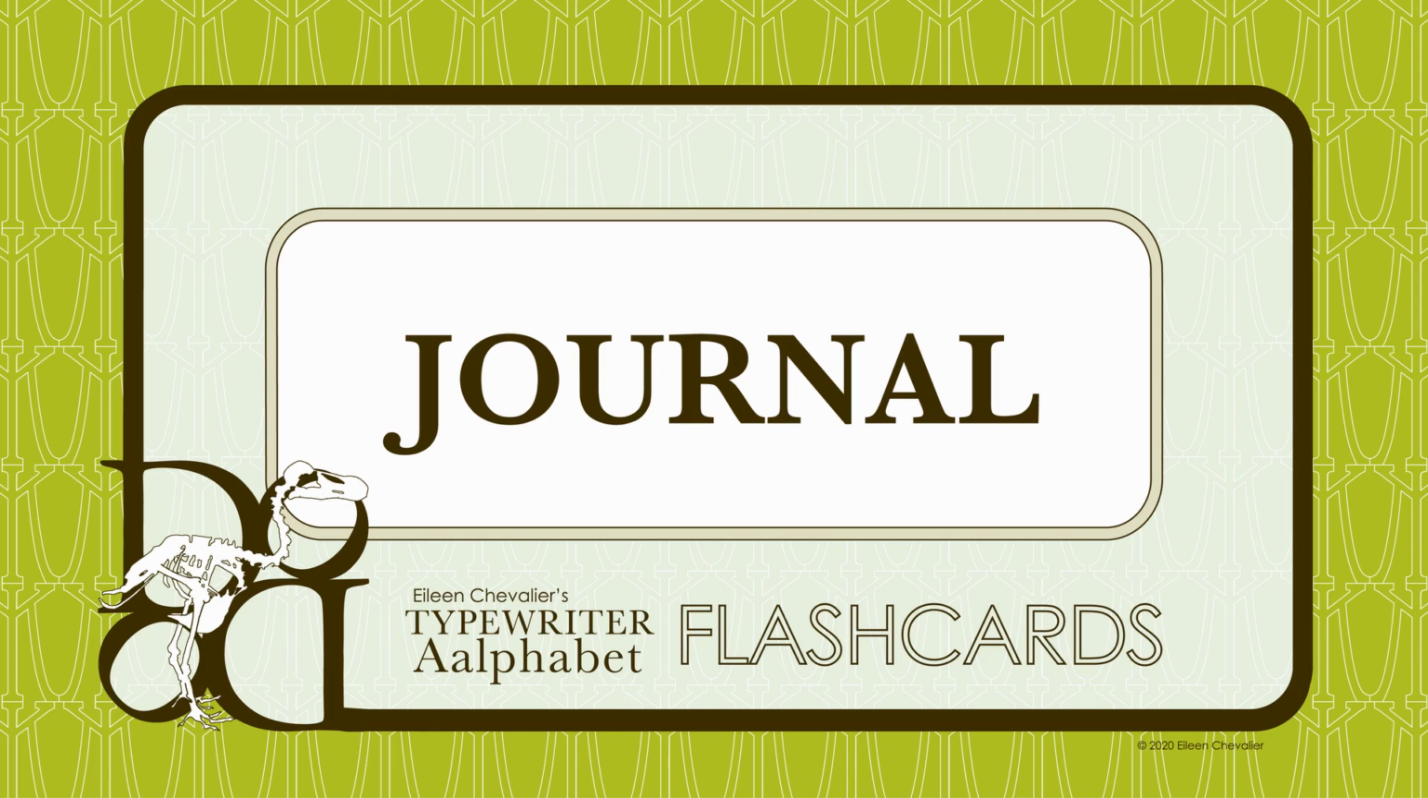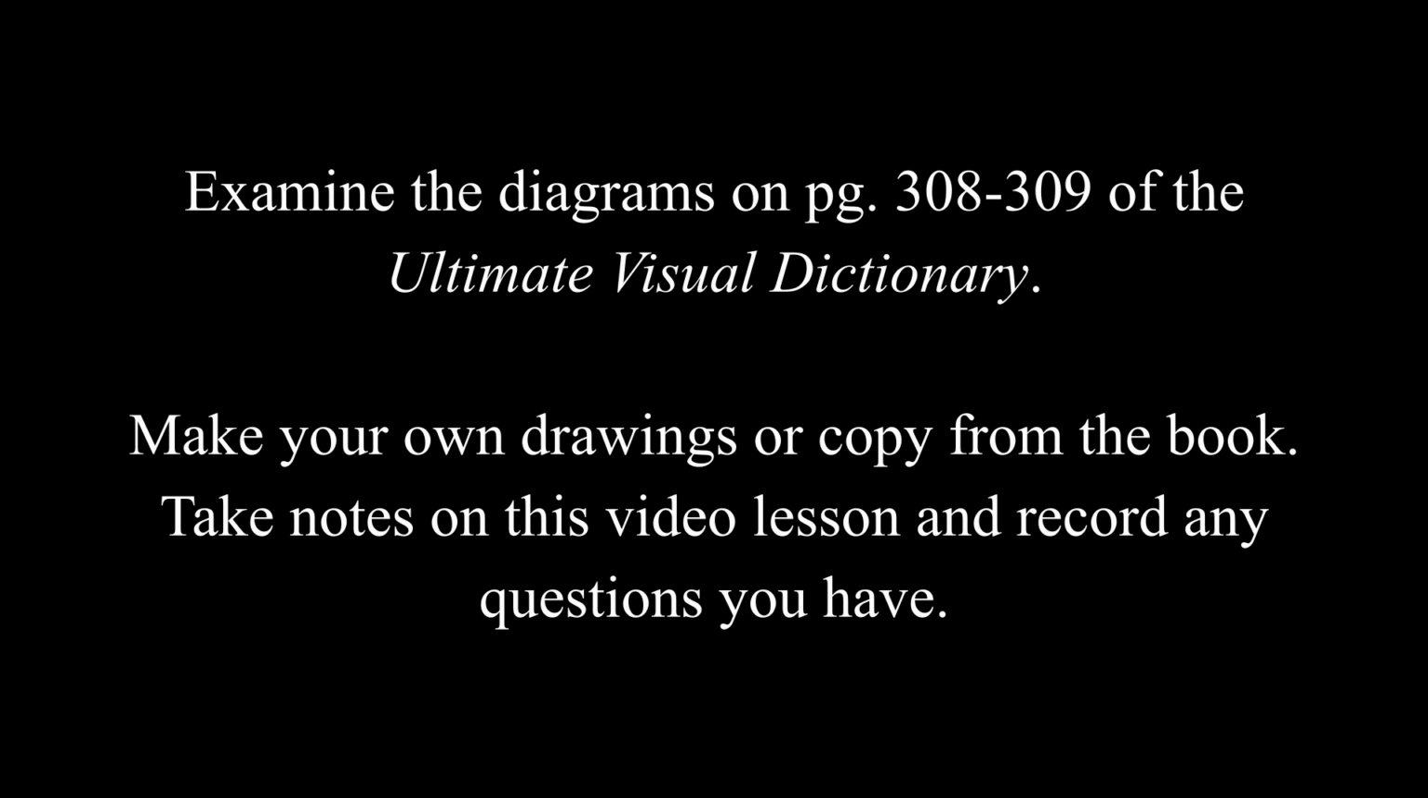So think about that. And then in your journal, I have one activity for today, which is to examine the diagrams on pages 308 and 309 of the Visual Dictionary. Make your own drawing, or you can just copy some out of the book. Take notes from the video lesson and record any questions that you have. So you probably have a bunch of questions. It's super complicated. You can spend many, many semesters in college studying all of this. I just want you to get some basics, but I do want you to write down questions that you have because those will help you to find the answers. So when you write down a question, it helps you to find the answer in the future. So write them down.